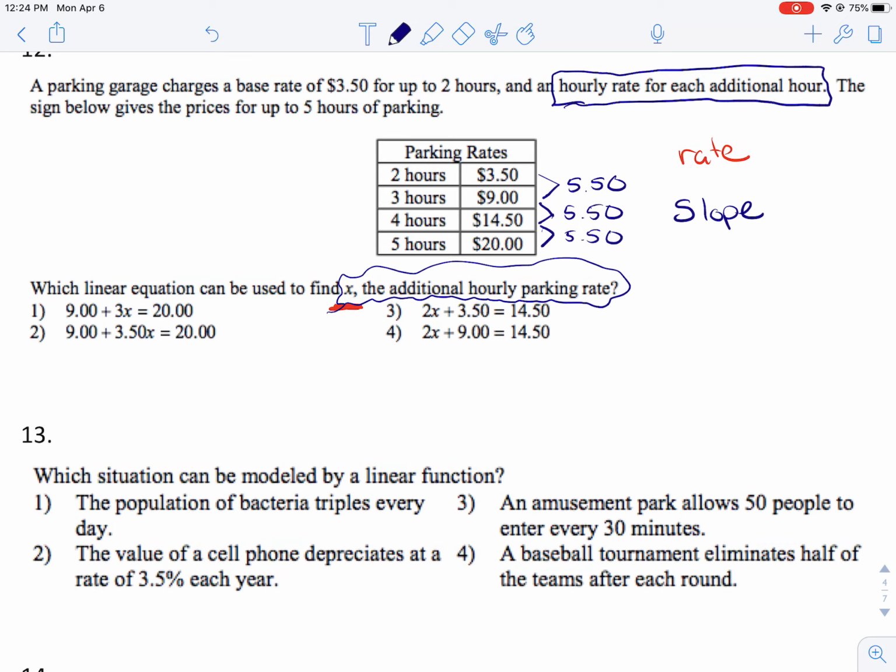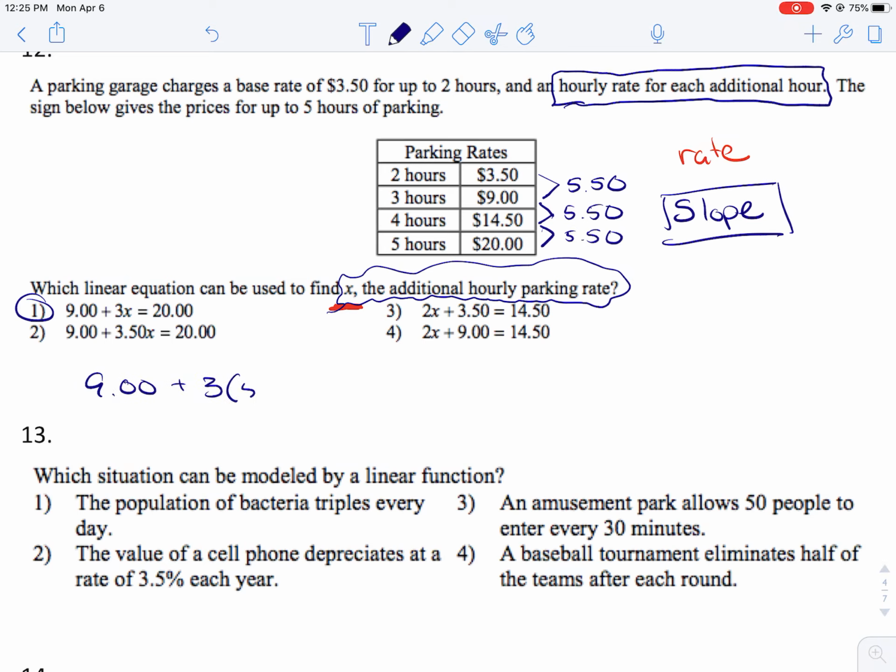Now, we're going to have to look at each one of these linear equations and find which one has the correct additional hourly rate. There's a couple ways you could solve this. We could either solve for x, which would be kind of lengthy, or since we know the slope, let's just find out which one of these has the correct rate here.